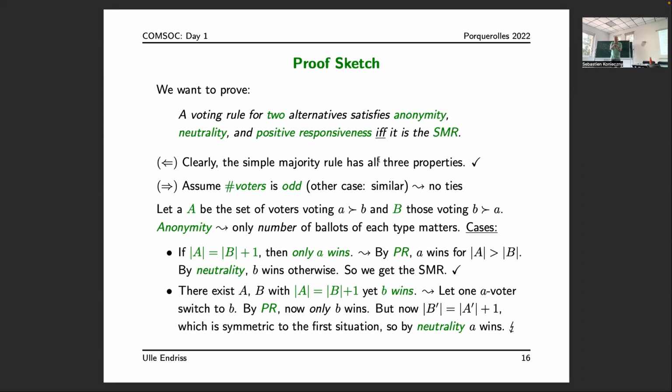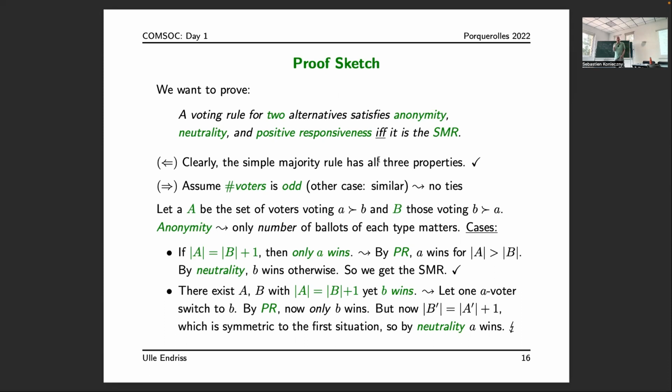If I do that, I find out that not only if there's exactly one more A supporter than B supporter, but in general, if there are any number of more A supporters than B supporters, A must be the only winner. So by positive responsiveness, A still is the only winner if there are 5 or 17 more A voters than B voters, any higher number. This follows by just one by one switching the B supporters to A supporters until I get the scenario that I'm interested in right now. Okay, this covers already quite a lot of ground, but still not everything.